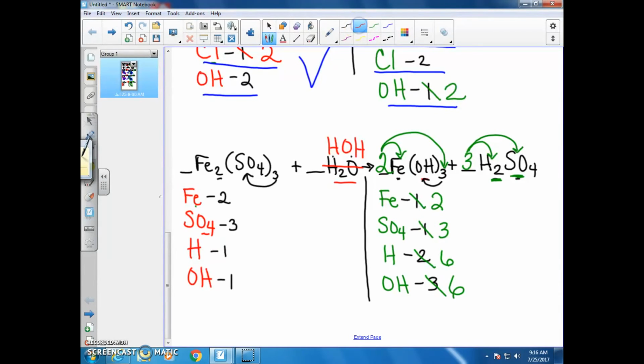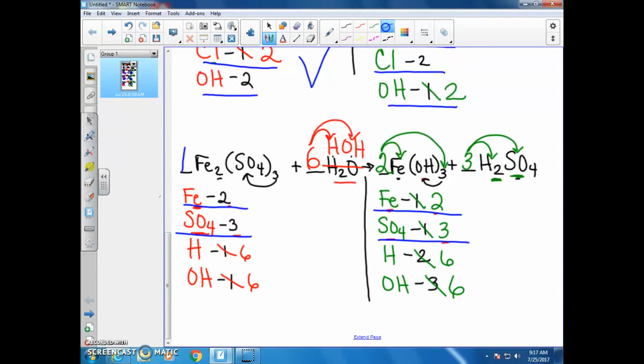Alright, when we go to the reactant side, my Fe's are good. I've balanced those out. My SO4s are good. I've balanced those out. I have a 2, a 2, a 3, and a 3. The H and the OH both need a 6. So I'm going to put a 6 in front of this. That's going to give me 6 H's, and it's going to give me 6 OH's. And now I'm balanced. 2, 2, 3, 3, 6 H's, and 6 OH's. And we have balanced this.